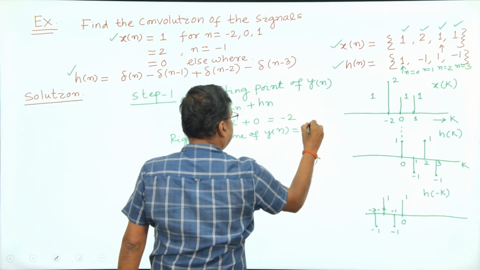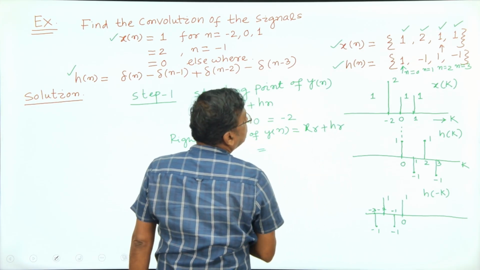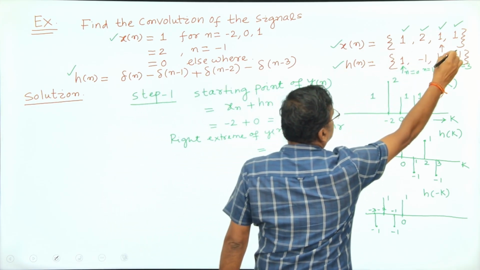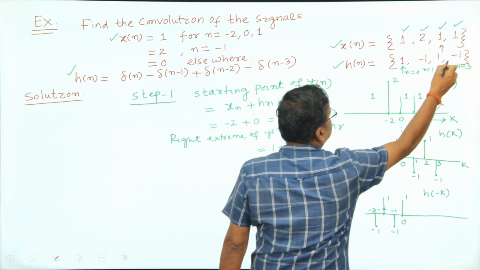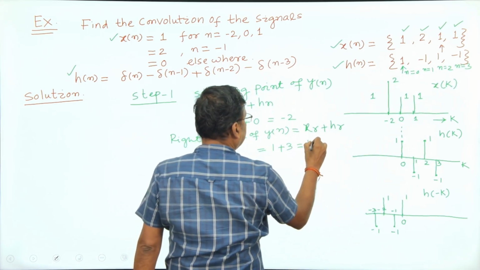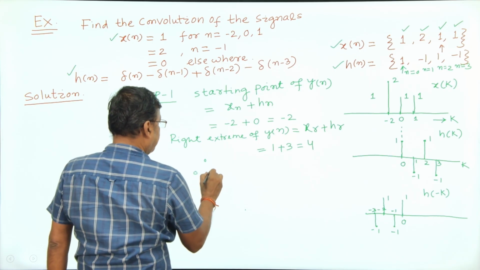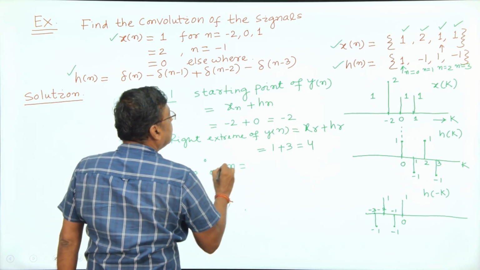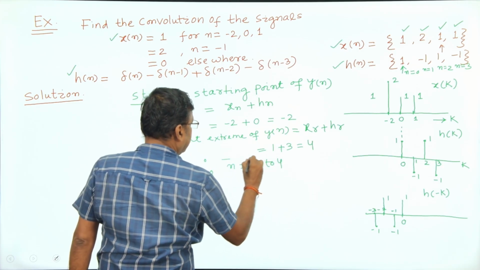The formula is xr plus hr. That is equal to the ending point of x of n, which is 1, plus the ending point of h of n, that is 3. That is 4. 3 plus 1 is 4. Therefore n goes from -2 to 4.